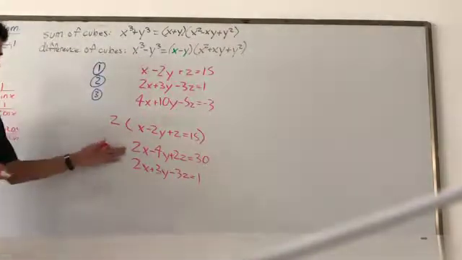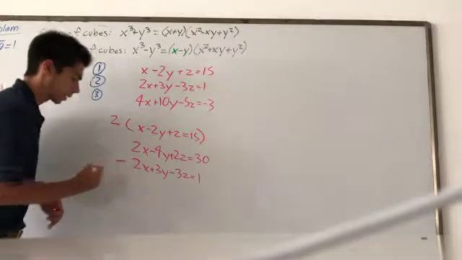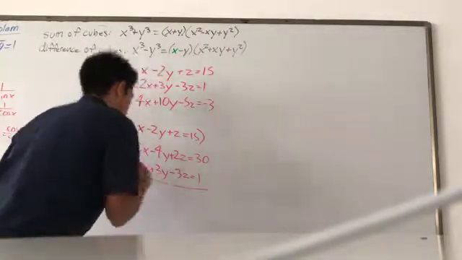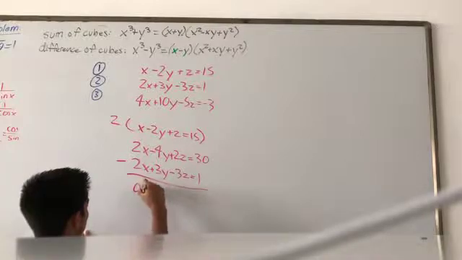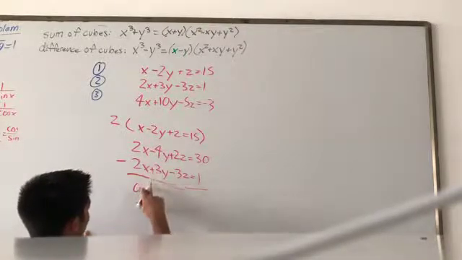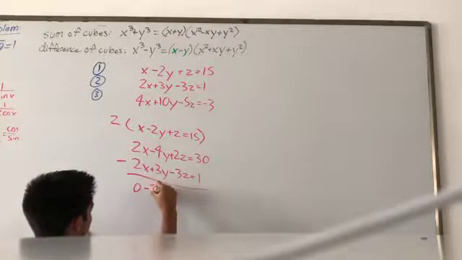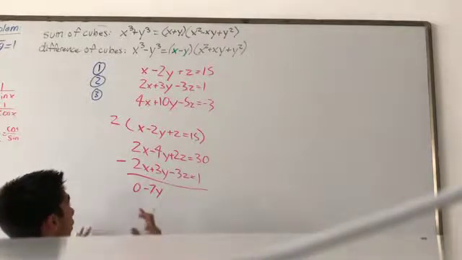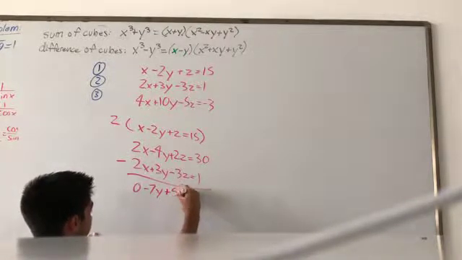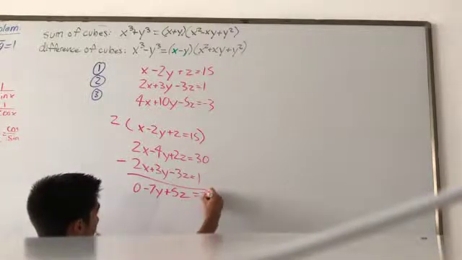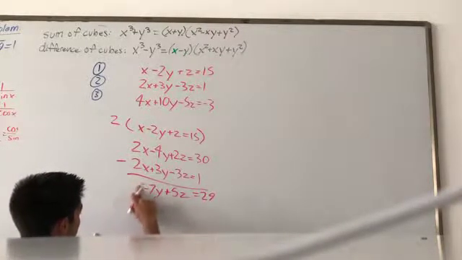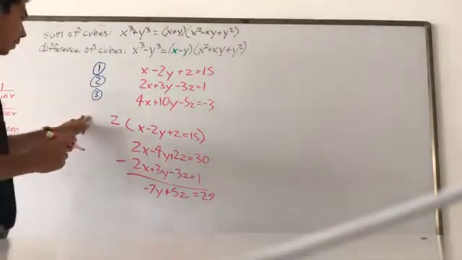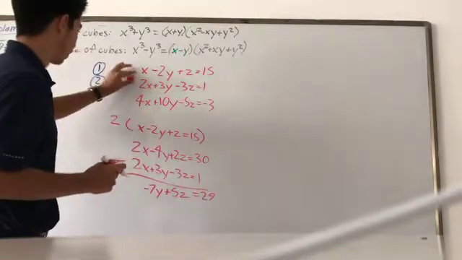Okay? So now let's get rid of my two x's here. I'm going to subtract this bottom equation from the top equation. So if I do that, I have 2x minus 2x equals 0x. A negative 4y minus 3y is going to be a negative 7y. 2z minus a negative 3z is really 2z plus 3z, so that's going to be 5z. And then I have 30 minus 1 equals 29. So if I simplify this, I really have negative 7y plus 5z equals 29. So I've simplified and gotten rid of x from this pair of equations here.